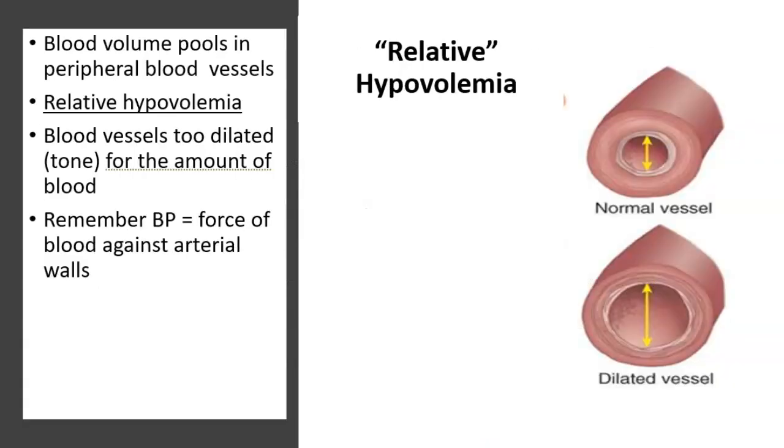To understand distributive shock, you need to review the physiology of blood vessels, which contain smooth muscles in their walls. So when a smooth muscle relaxes, it increases the diameter of the blood vessel, called vasodilation. On the other hand, when a smooth muscle contracts, this decreases the diameter, and that's called vasoconstriction.